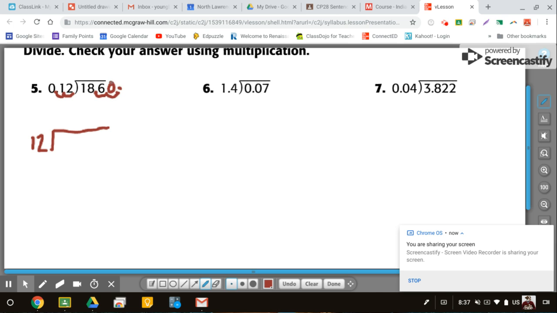So we put a 0 in the place. So our actual number is 1,860. So that's pretty easy to look at. Now we don't have any decimals anymore. So we have 1,860 divided by 12.